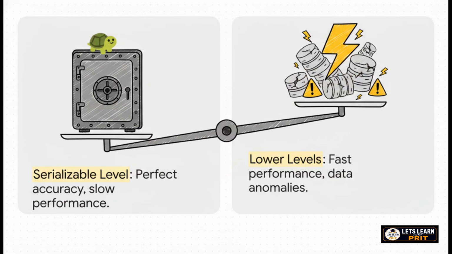Look at this trade-off, because this is exactly what your professors will test you on. The serializable level gives you perfect banking accuracy, sure, but it results in very, very slow performance. You're basically forcing a powerful system that can handle thousands of concurrent tasks to do them all one by one. In contrast, the lower isolation levels offer incredibly fast performance, but as we saw, they are prone to data anomalies. So you always have to choose what your application needs more, perfect safety or high speed.